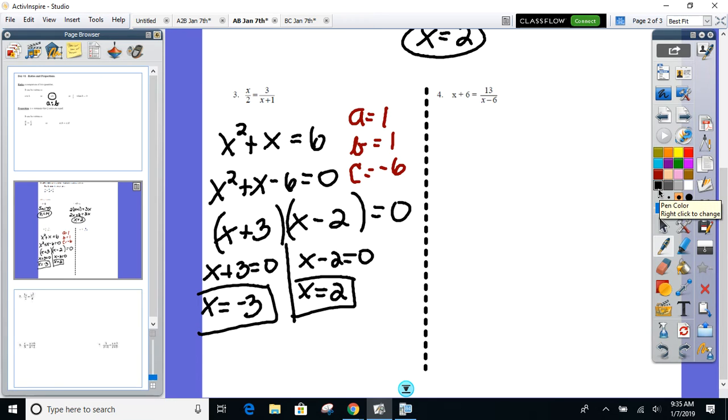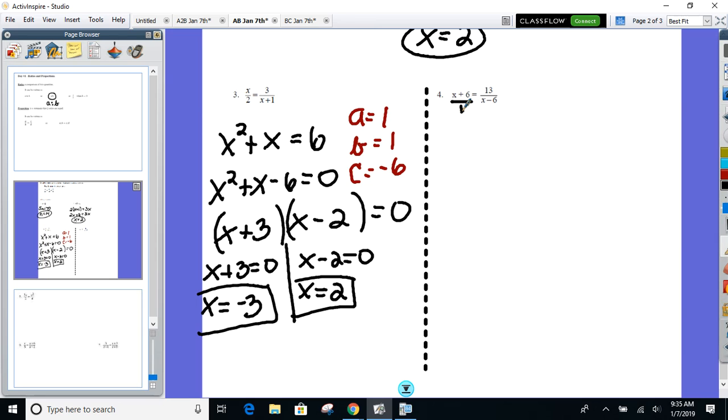Everyone, is this really a ratio? Because it's not over anything, or is it really over something? Yeah, so if that helps you, you can put it over 1.